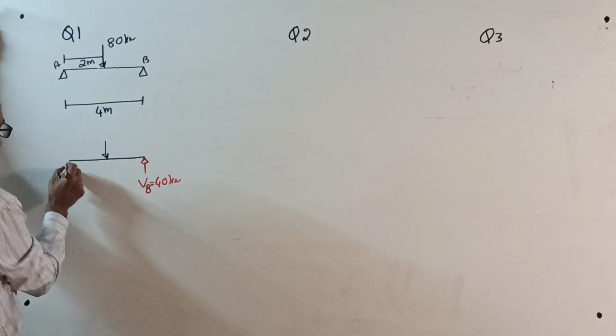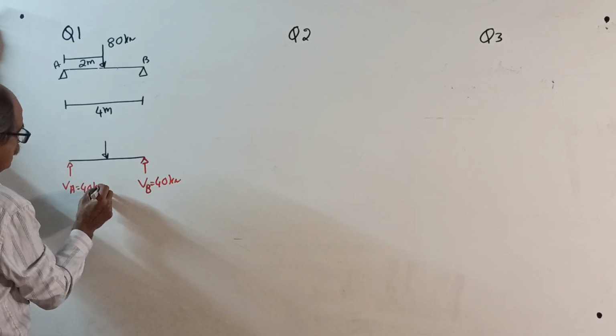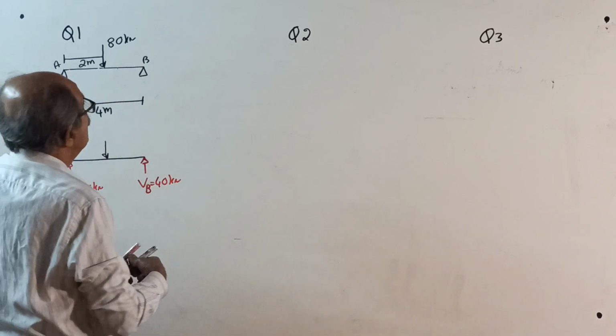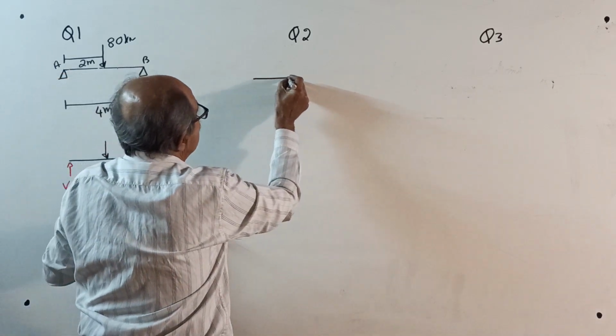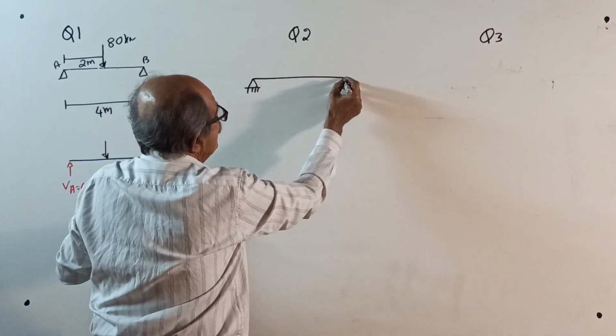Forty kilonewton. Question over. Second question. I will put hinge and roller. Okay, done. Just like that.